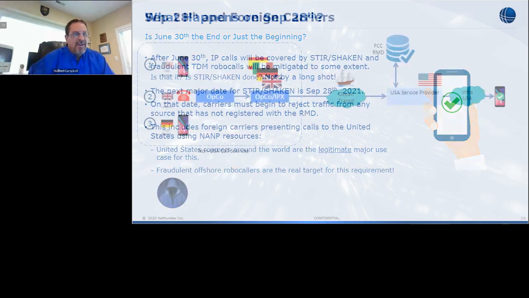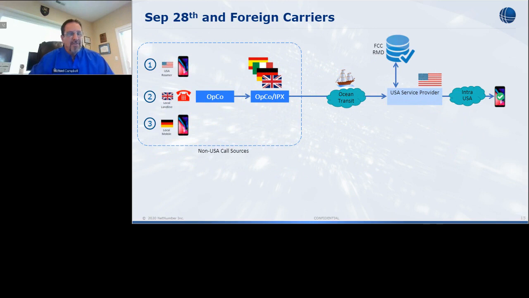Now, this has caused a lot of confusion. I think I've talked personally to a number of carriers overseas who are under the erroneous impression that unless they have registered with the robocall mitigation database, all of their calls are going to be rejected starting September 28th. And that's just not the case.